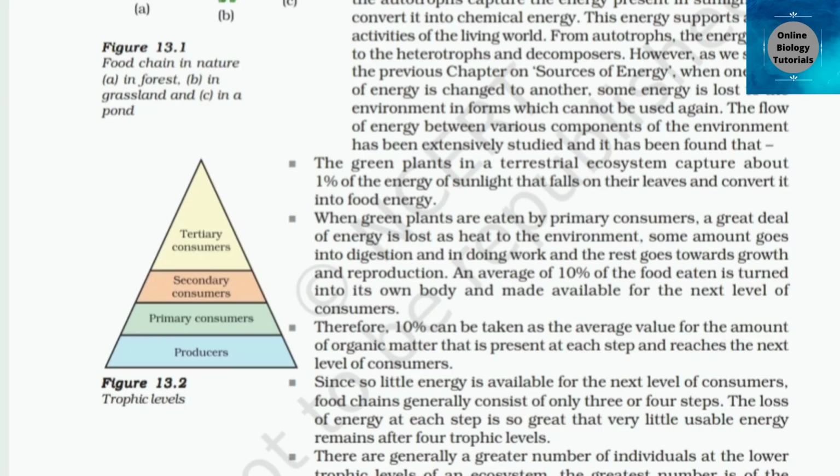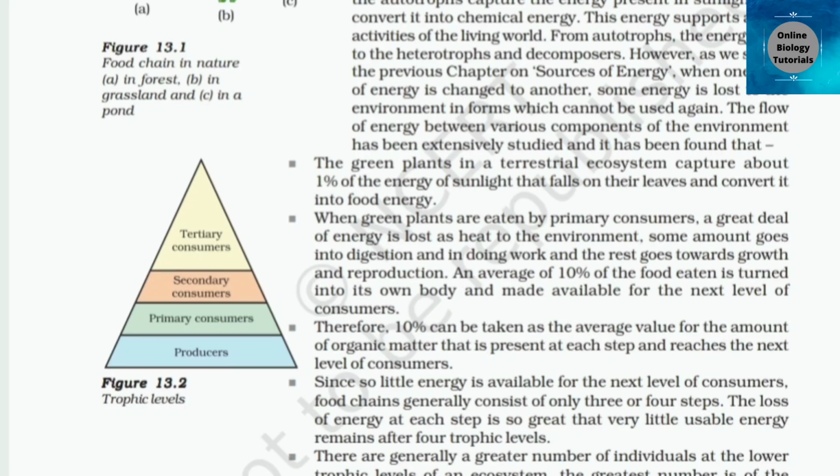When green plants are eaten by primary consumers, a great deal of energy is lost as heat to the environment. Some amount goes into digestion and in doing work, and the rest goes towards growth and reproduction. An average of 10% of the food eaten is turned into its own body and made available for the next level of consumers. Therefore, 10% can be taken as the average value for the amount of organic matter that is present at each step and reaches the next level of consumers.